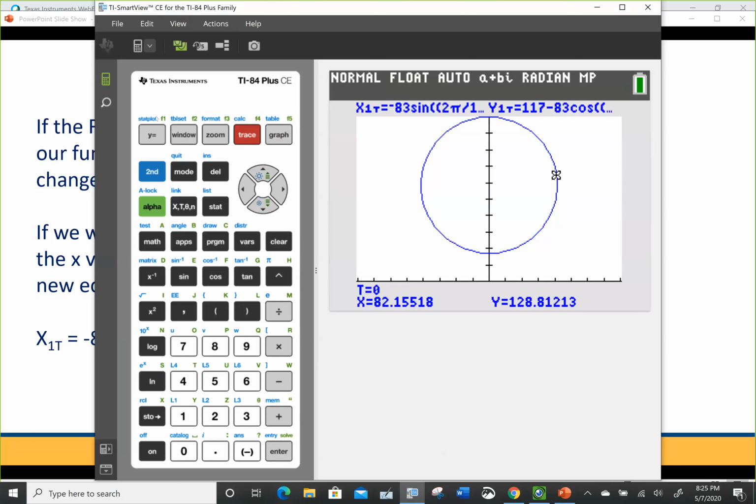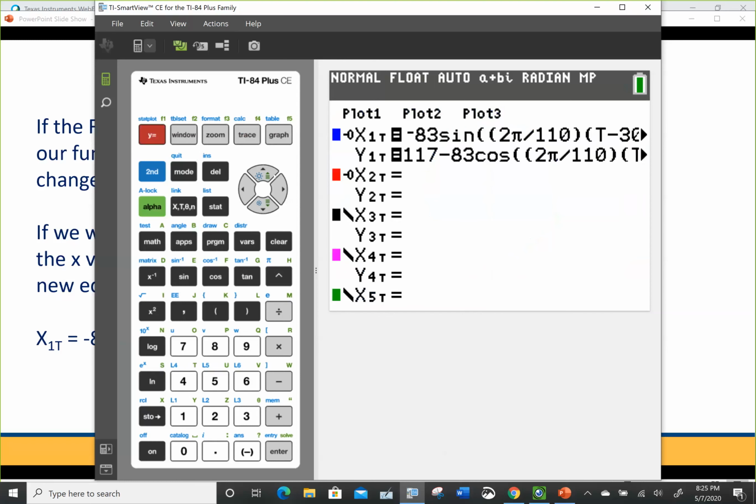That was a great question. Thank you. It did. It created a phase shift. In order to start it at the bottom, that's why I changed this to a negative cosine and a negative sine.